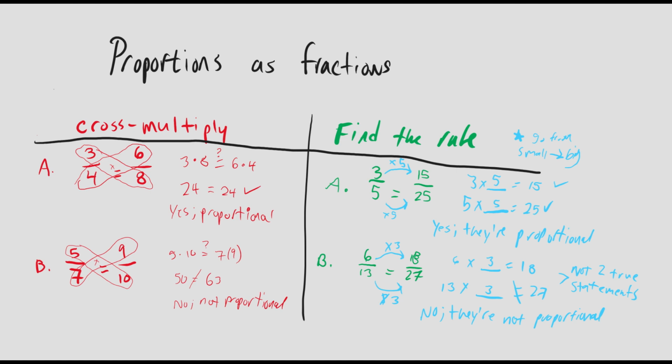There's also a second method called find the rule. You'd go from small to big and see if it follows the same rule going from small to big across tops and then across bottoms. So going across the top, 3 to 15. 3 times 5 is what makes 15. 5 and 25 are on the bottom. 5 times 5 is what makes 25. And so, yes, they are proportional. They follow the same rule going from 3 to 15 and 5 to 25. They both multiply by 5.